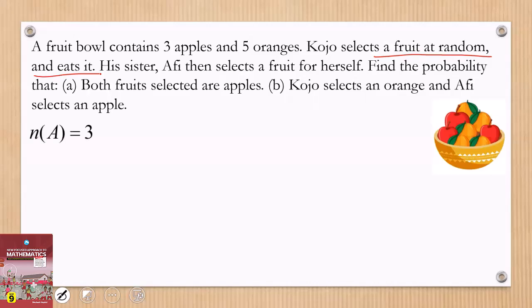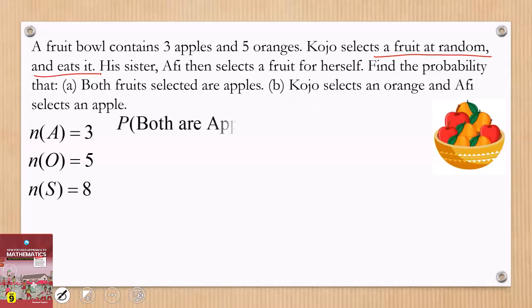Now, from the question, let A be the apple. So the number of apples is 3 here. The number of oranges, let's use O for it, is 5. In that case, our sample space becomes 8. So the first question says that we should find the probability that if they pick at random, one after the other, both fruits selected will be apples.